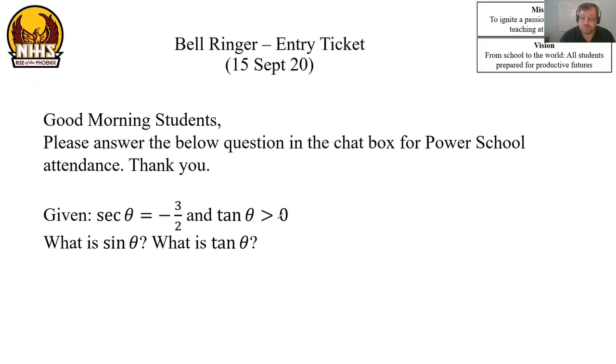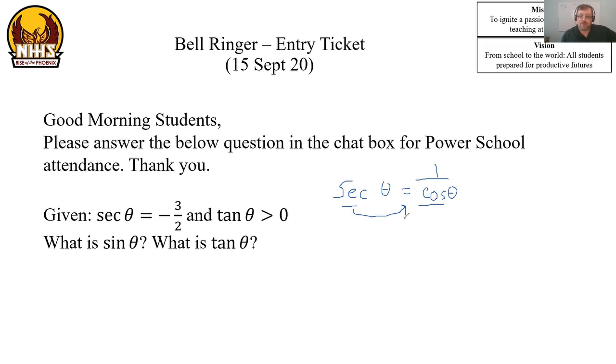So let's think about this for a minute. First of all, if secant of theta is -3/2, what is secant of theta? Secant of theta is equal to 1 over the cosine of theta. And you remember that because those two do not sound like each other. You would think secant would go with sine, but secant doesn't go with sine. Secant goes with cosine.